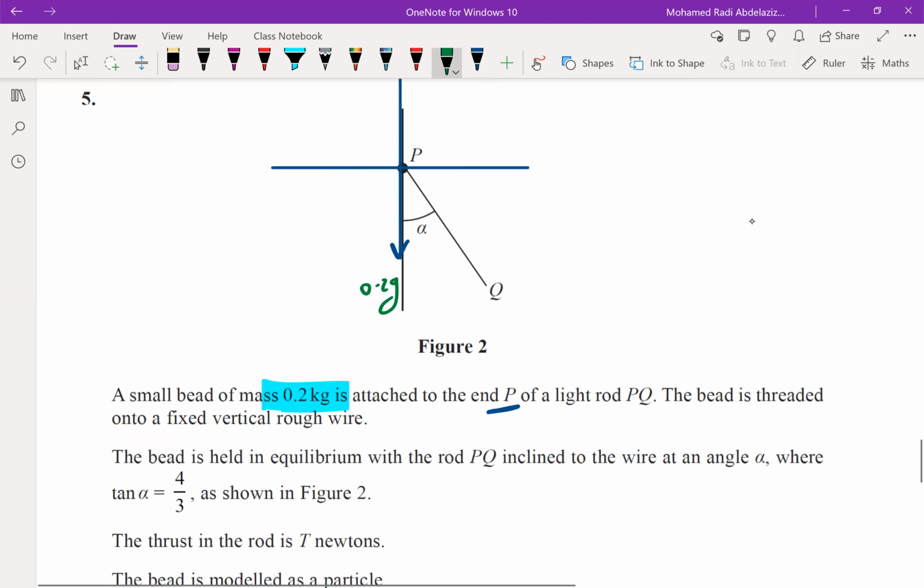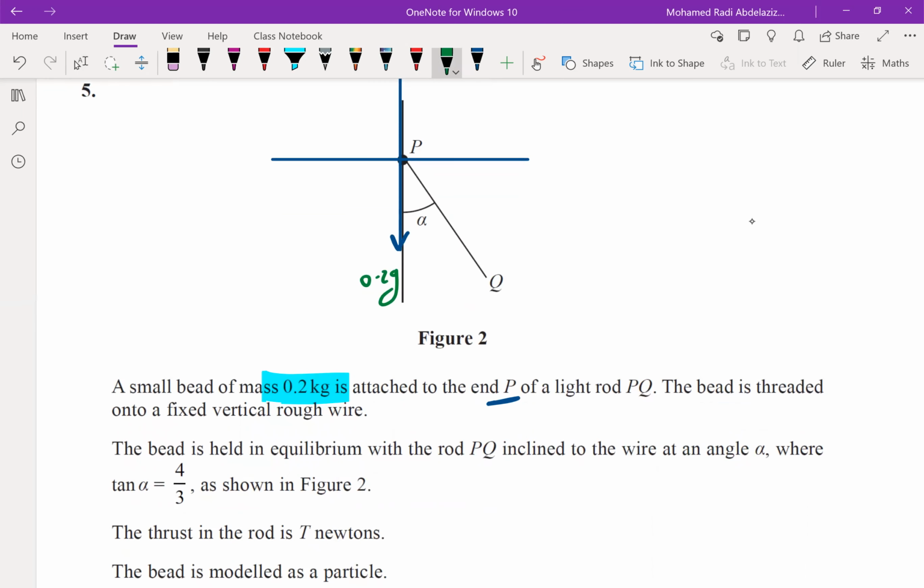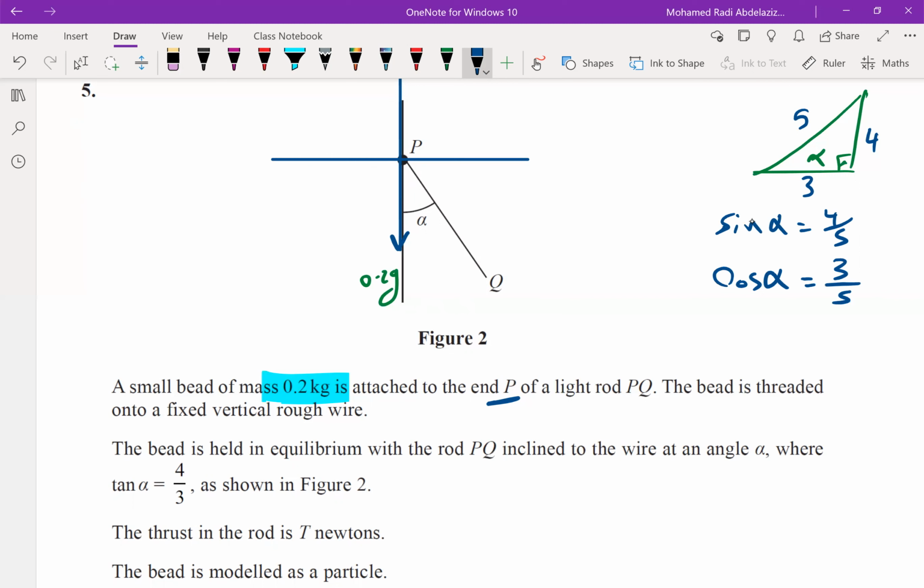By looking at the rod PQ, it makes an angle alpha where tan alpha is equal to 4/3. To get the exact values of alpha, opposite over adjacent is 4/3, so the hypotenuse will be 5. So the exact value of sine alpha is 4/5 and cosine alpha is equal to 3/5.